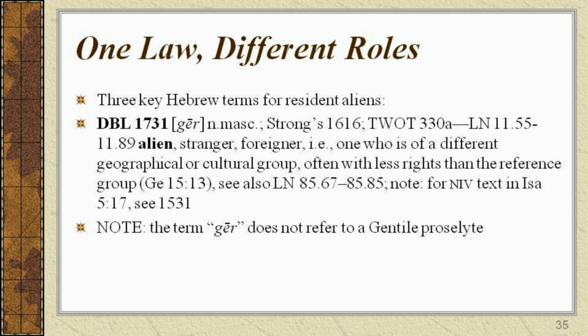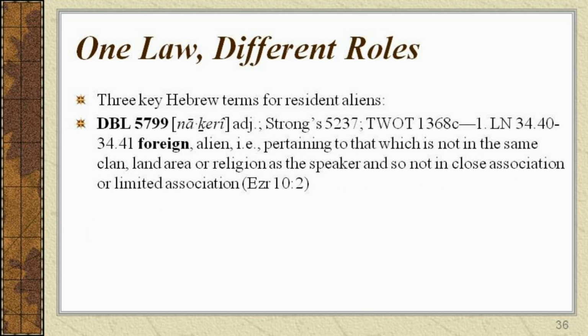The second term is nakeri, entry 5799, which refers to someone or something foreign or alien, that which is not in the same clan, land area, or religion as the speaker. This is someone who has only a distant or limited association with another person.